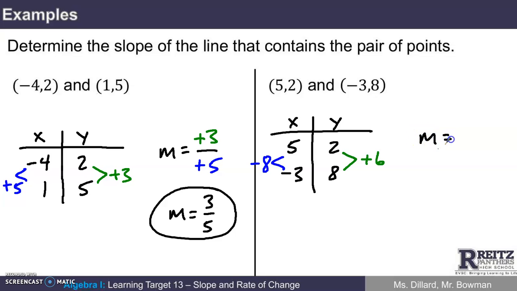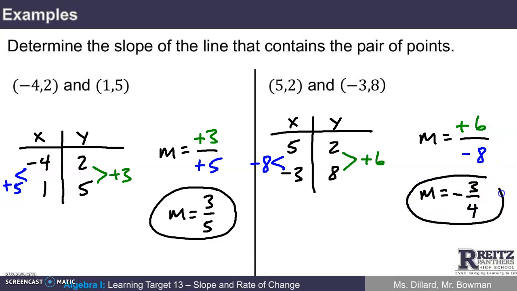So my slope is positive 6 over negative 8. Now I want to simplify that. Because a positive divided by a negative makes the actual fraction negative. And 6/8 can be written by dividing the numerator and denominator by 2. I can write that as 3/4. So my slope is negative 3/4.